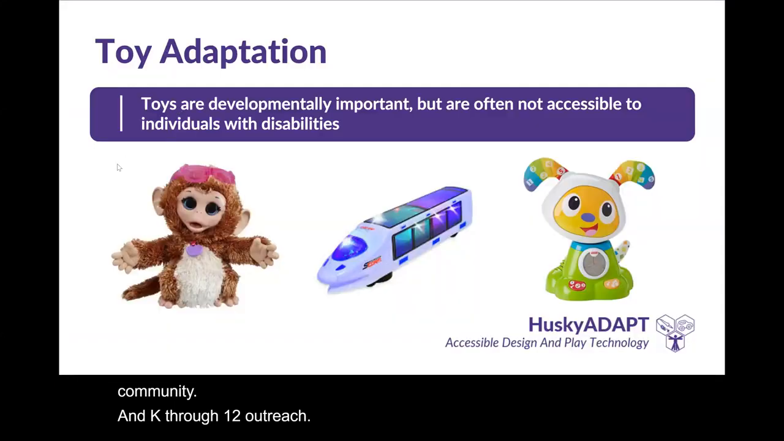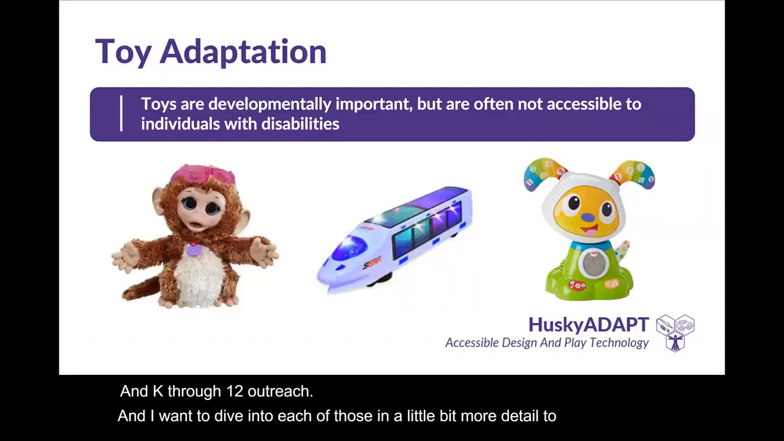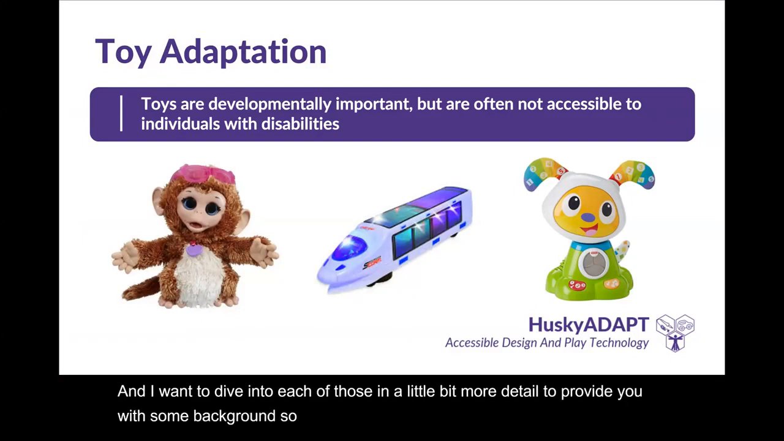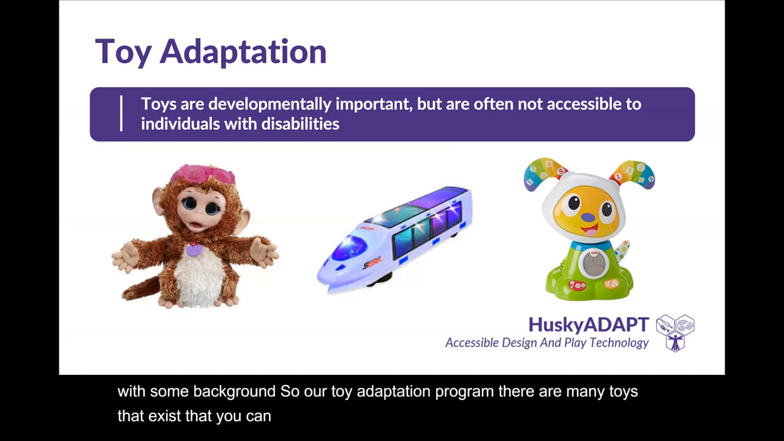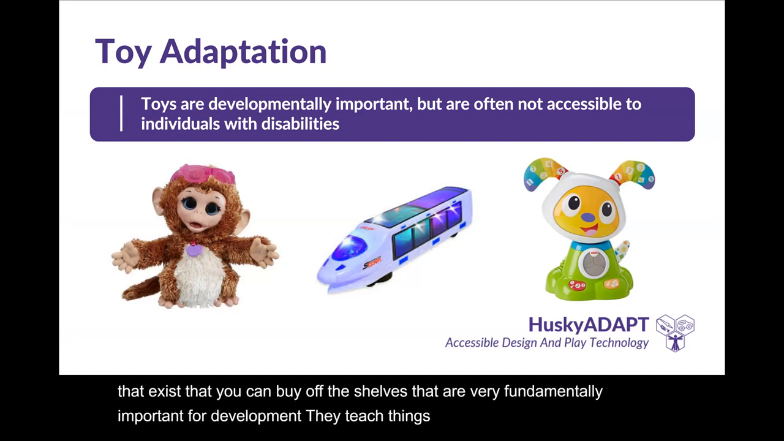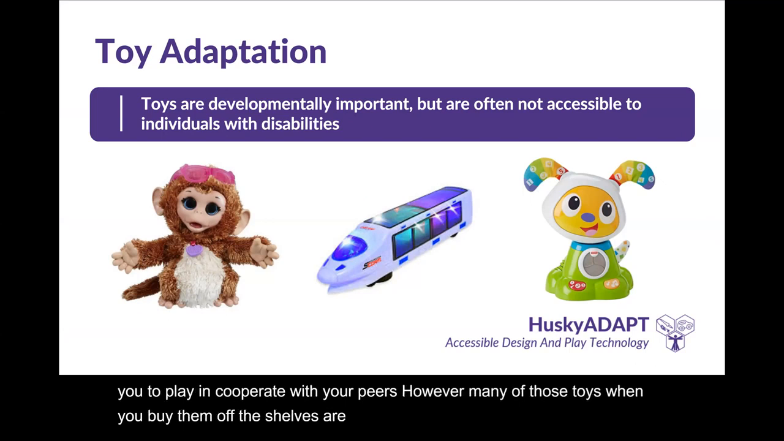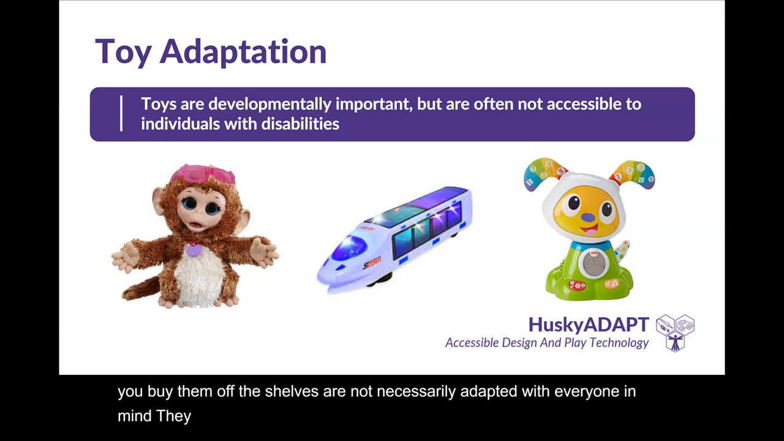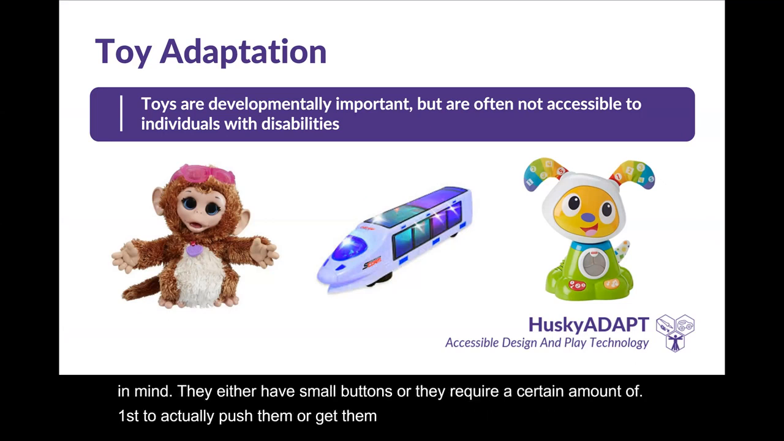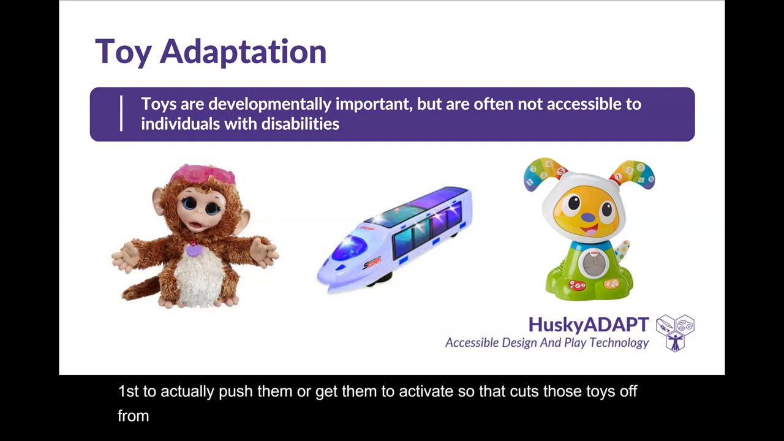And I want to dive into each of those in a little bit more detail to provide you with some background. So our toy adaptation program: there are many toys you can buy off the shelves that are fundamentally important for development. They teach things like cause and effect. They allow you to play and cooperate with your peers. However, many of those toys are not necessarily adapted with everyone in mind. They either have small buttons or require a certain amount of force to push them or get them to activate. So that cuts those toys off from a broad swath of the population from gaining those developmental benefits.